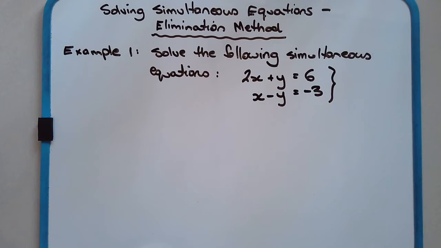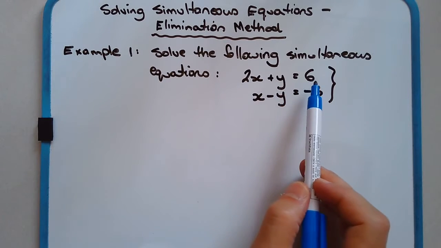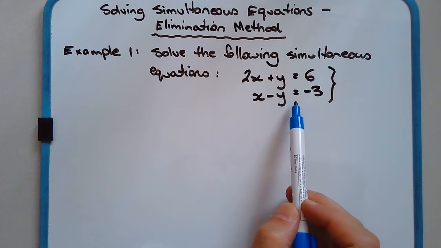In this video, we're going to look at solving a pair of simultaneous equations using the elimination method. The elimination method is really just about, exactly as it says, eliminating a variable of our choice. So let's have a look at this example. We've got 2x plus y equals 6 and x minus y equals negative 3.